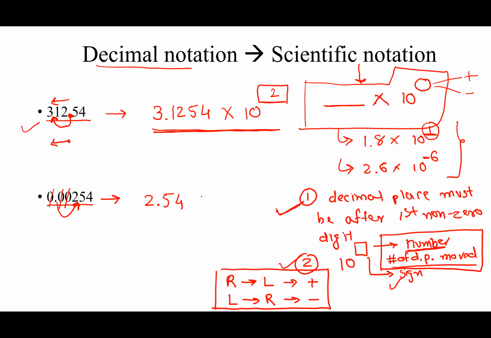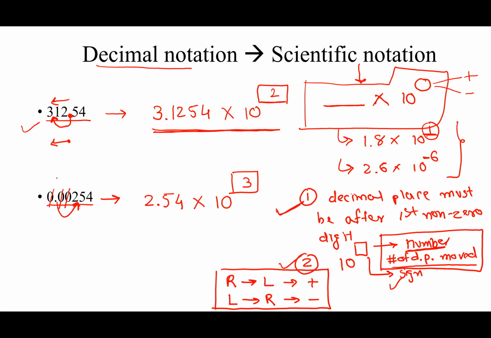Now we know in scientific notation, there must be a multiplication sign, 10, and there must be 10 to the power of something. So let's follow the second step. What should be the number as the power of 10? 3. We moved 3 places, so it should be 3. Excellent, good job.